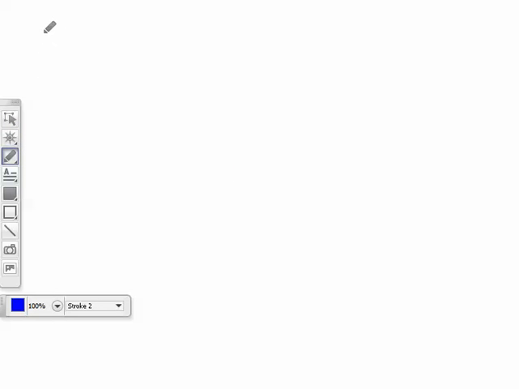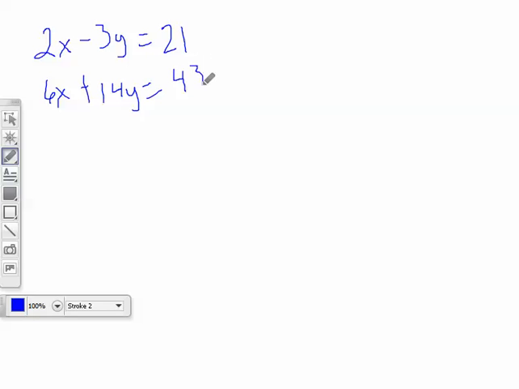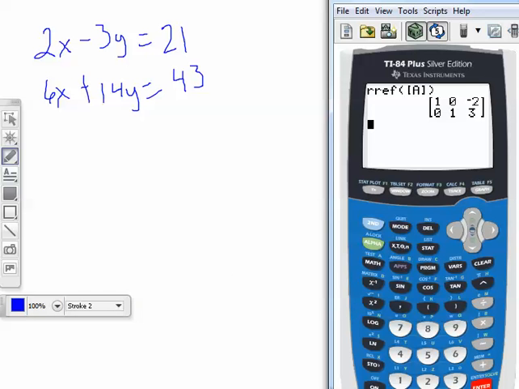For example, if they gave me equation 2x minus 3y equals 21 and 6x plus 14y equals 43. You know what? I'm making those numbers up. I don't have a clue if this is going to work out to be a good equation. It would be hard to solve this one, wouldn't it? Well, handy dandy calculator here. Always pull up the calculator because matrices required me to use a calculator.